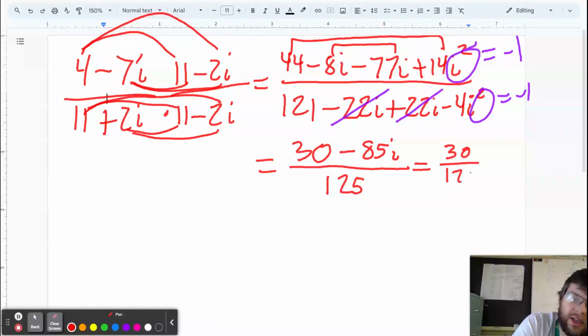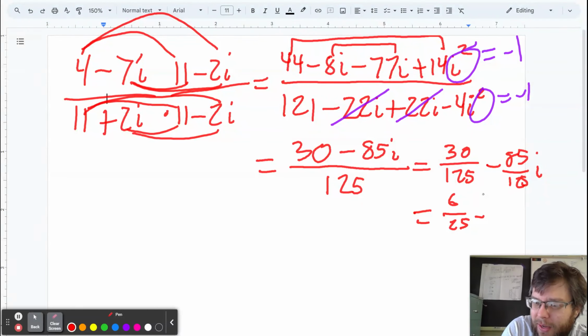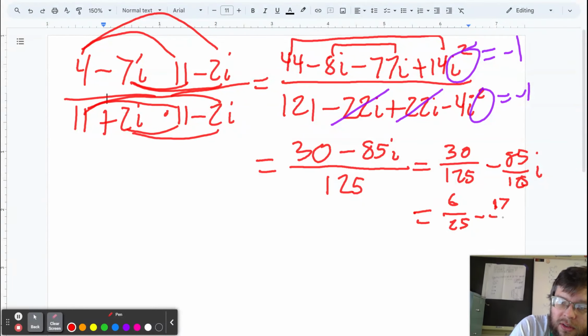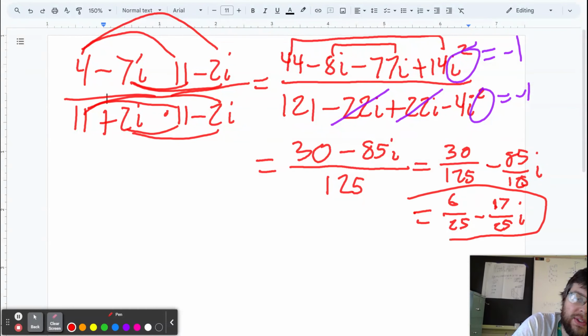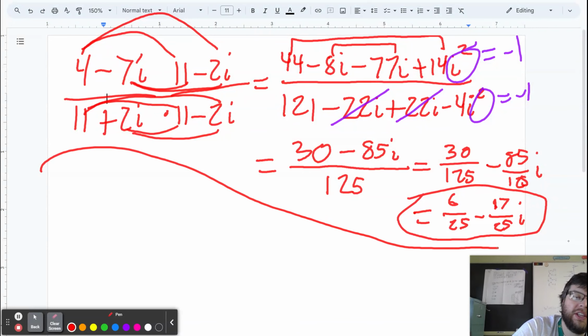And then I write it in a plus bi form. I guess we could simplify those because those are all divisible by 5. So I guess it's 6 25ths. How many 5s go into 85? 17. 25ths i. That's your answer. That's in standard form.